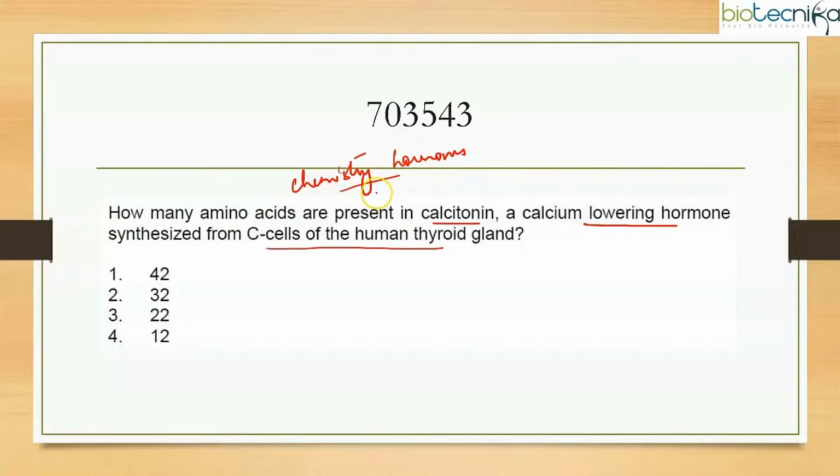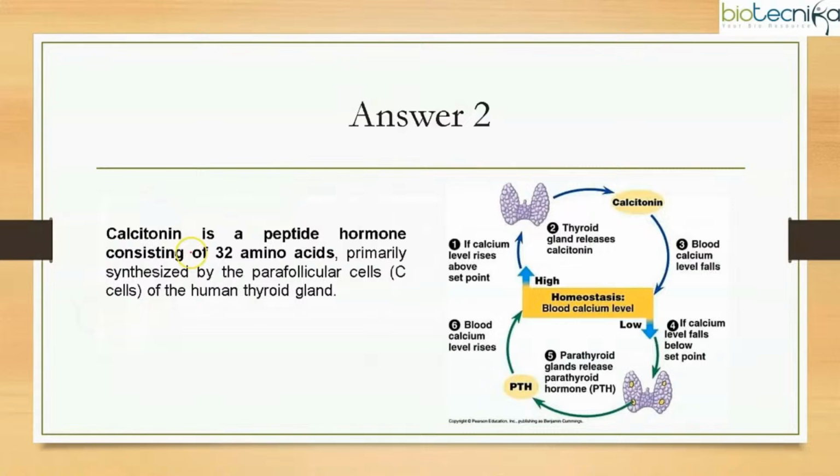Now, as students have already started to answer, the answer for this question is option 2. How many amino acids are present? It is 32 amino acids. It is a peptide hormone. Whether it is a peptide or a steroid hormone should also be known. And it consists of 32 amino acids.